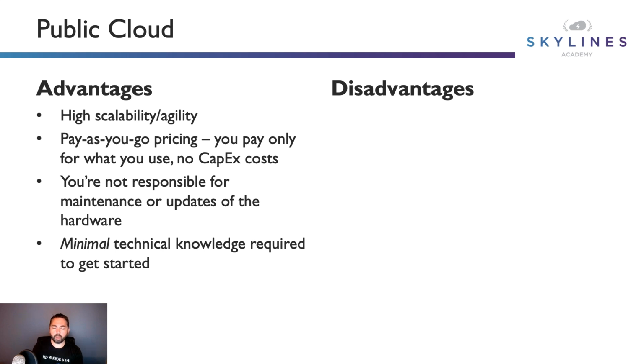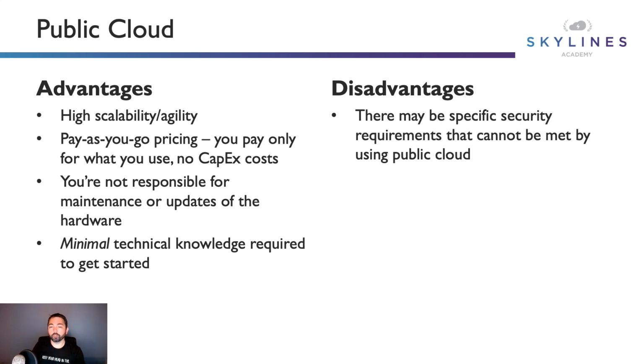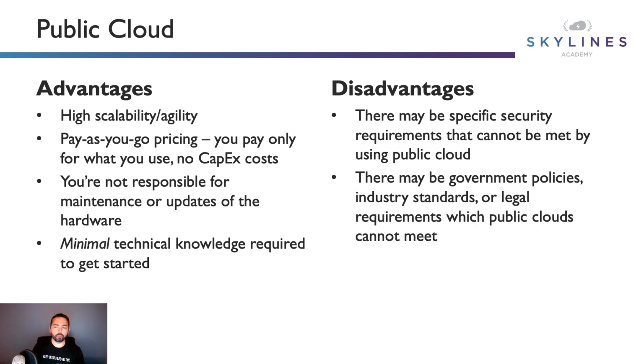Now, I sort of caveat the minimal there. That's obviously what a lot of the vendors say. That is definitely a benefit here. You can get up and running quickly, but obviously there are advanced certifications for a reason. Disadvantages: there may be specific security requirements that cannot be met by using public cloud. That's largely going away today, but there are still scenarios where you do have to be completely in control of everything. There may be government policies, industry standards, or legal requirements which public clouds cannot meet. But again, a lot of those things Microsoft and Amazon and Google are all constantly trying to overcome. So definitely a lot more advantages today than disadvantages.